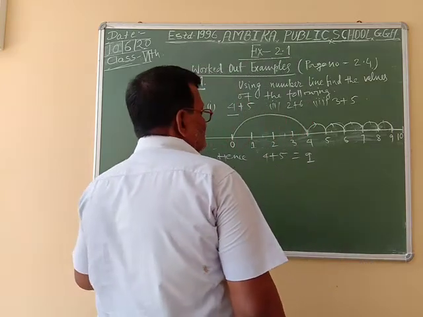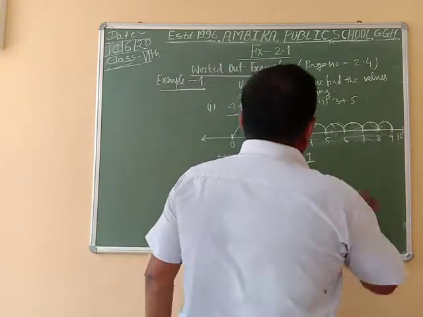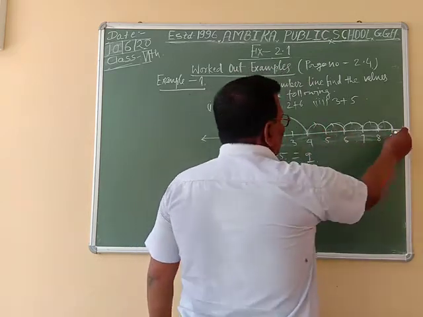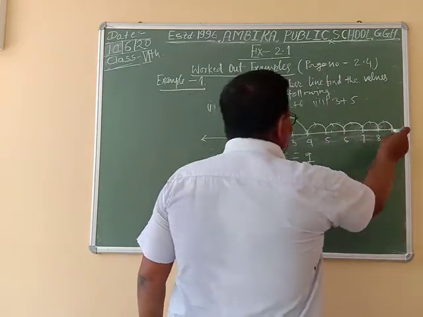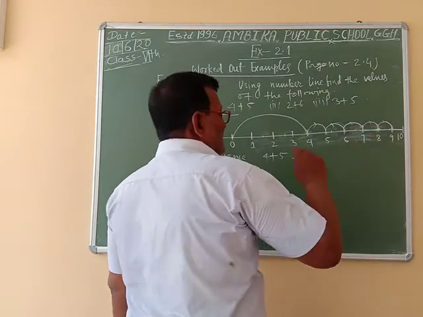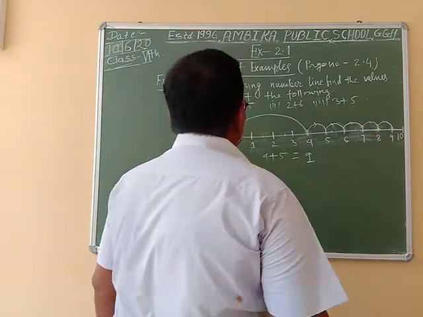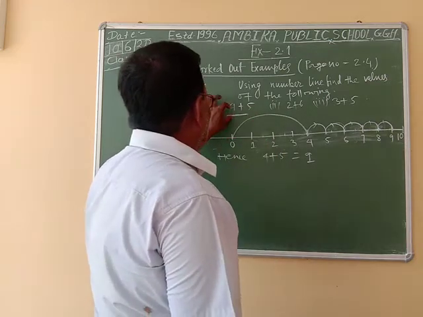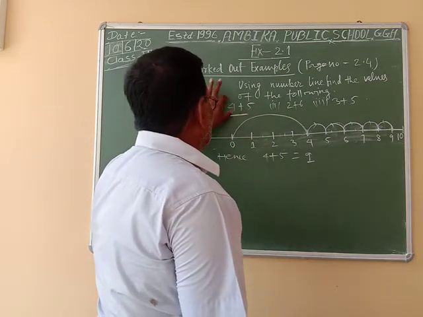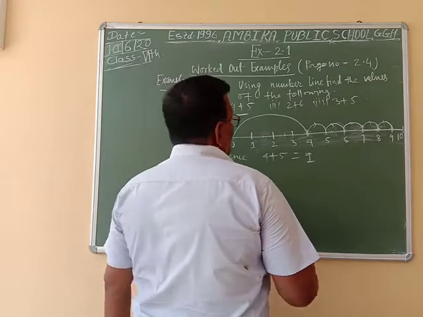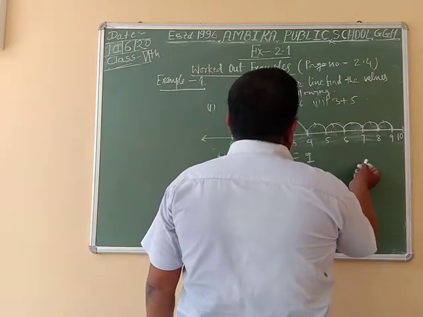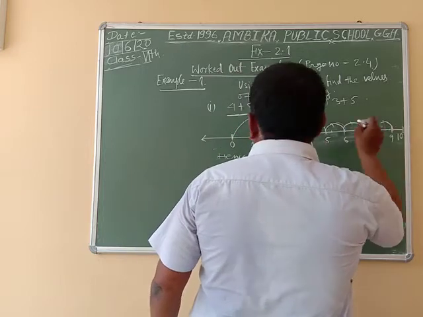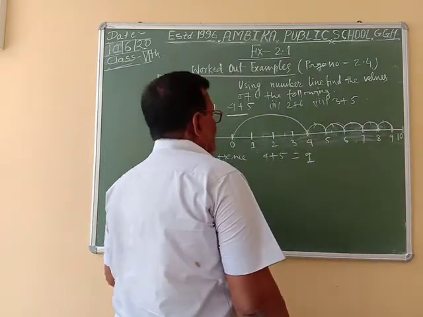After moving 5 steps towards right, we reach at point 9. Hence, 9 represents the value of 4 plus 5. We have to add 4 plus 5. What is the value of 4 plus 5? So, moving 5 steps, starting from 4, we reach at point 9. Hence, 4 plus 5 is equal to 9.